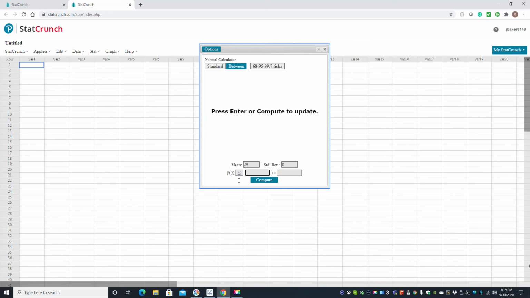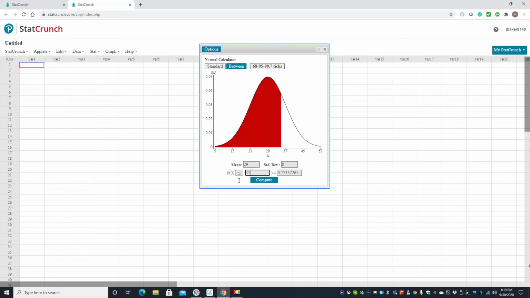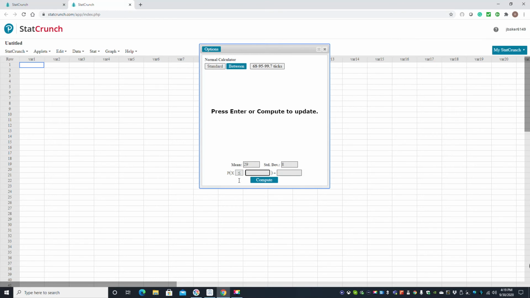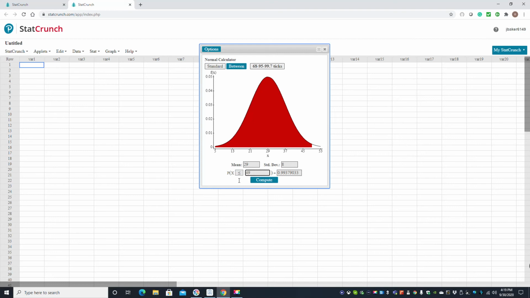Okay, my next one is less than 35. So I'm going to put 35 in and click enter to compute. And again, I get 0.7734, or 77.34%. You can probably see why a lot of my students prefer to use this one as opposed to doing it by hand, because it's just so quick. Then I can go back and put in 49 for less than 49. That gives me 0.9938, or 99.38%.